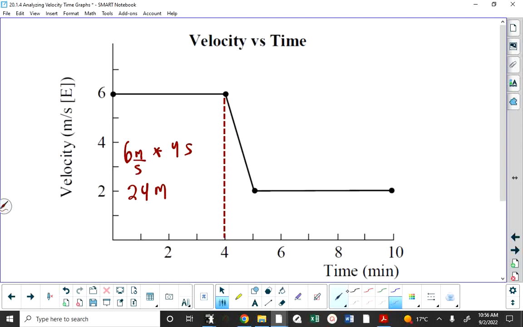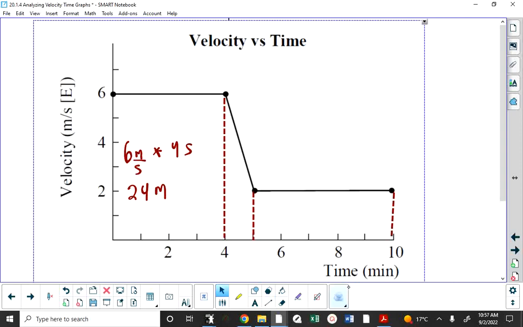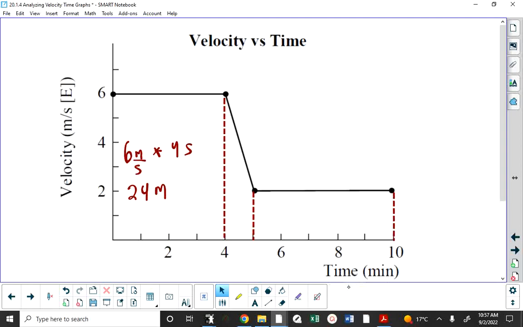I would like everybody to calculate the displacement from 5 seconds to 10 seconds. So I'm not interested in how far it travels in this 1 second interval here. I'm interested in the third section. And you can see that it's 2 meters per second multiplied by 1, 2, 3, 4, 5 seconds, which gives us 10 meters.